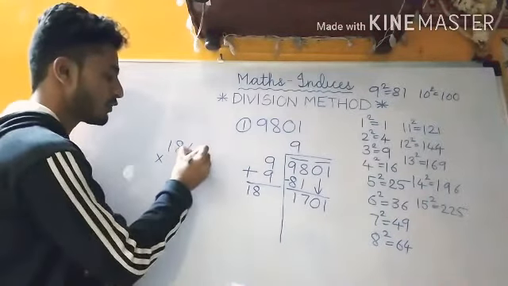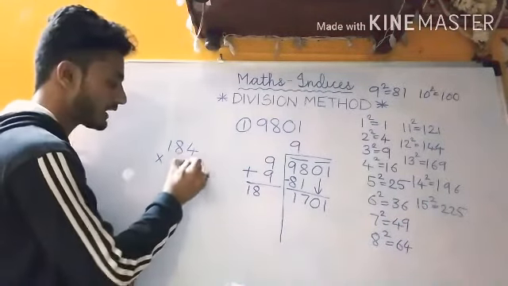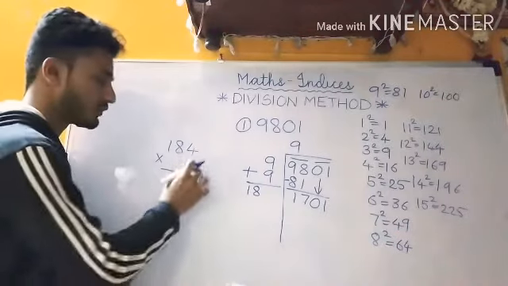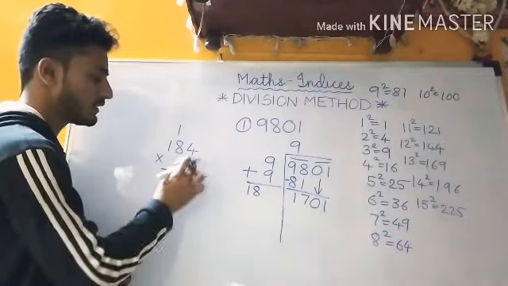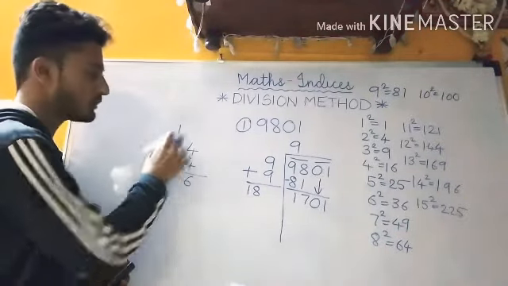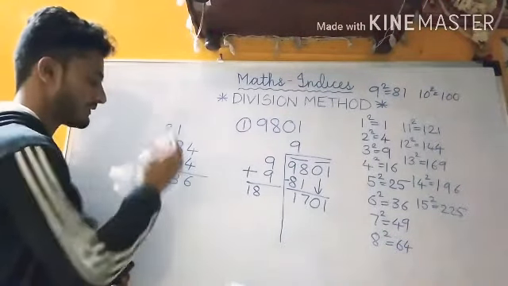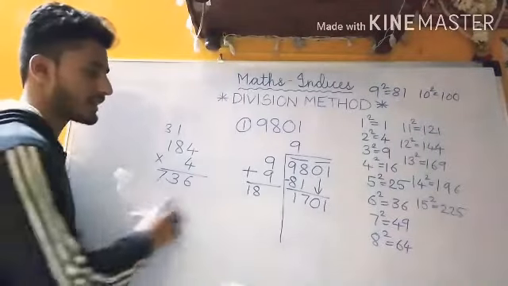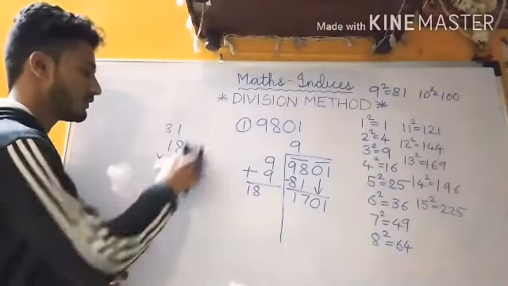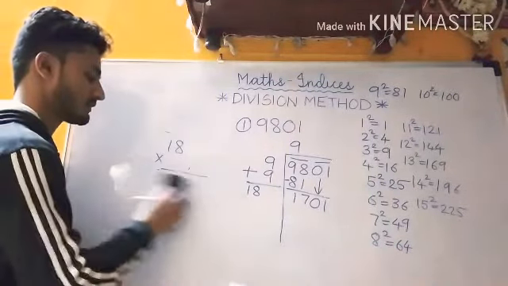That is, we'll go for 4. Since I'm taking 4, I'll again multiply it by 4. So 4 4s is 16, 4 8s is 32 plus 1, 33, 4 1s are 4, 5 6 7. So 736. Again it is not equal. We will go for the next number.